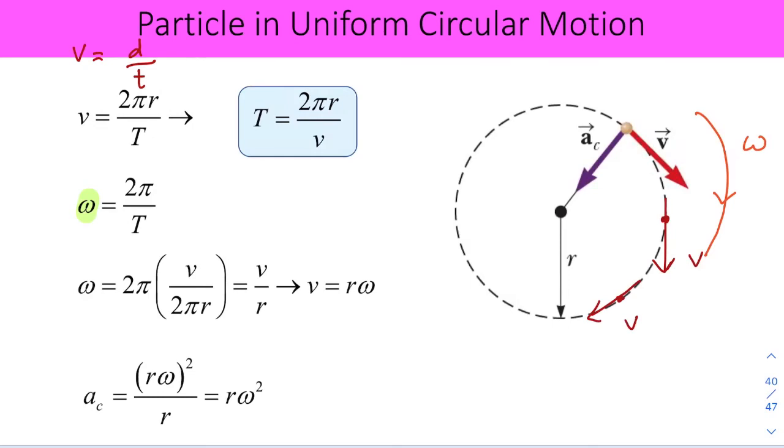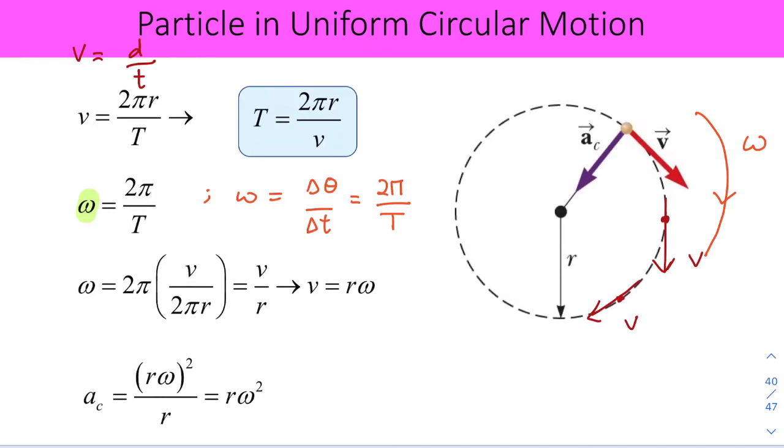For this case, it's the counterclockwise direction, which is defined as omega. Actually, this is based on the definition of omega: how much delta theta is covered by the object over the time taken to cover that delta theta. So the delta theta for one circle is 2 pi, and the time taken for one complete circle is the period. That is why omega is equivalent to 2 pi over capital T, the period.